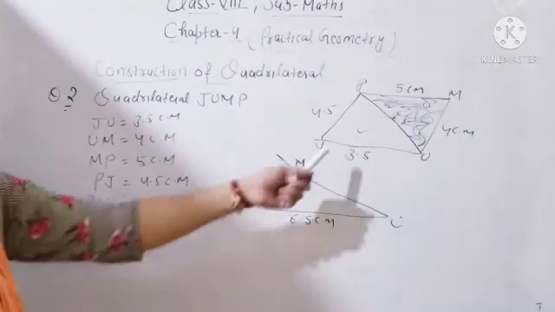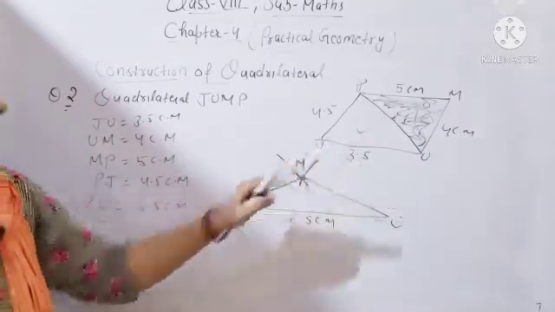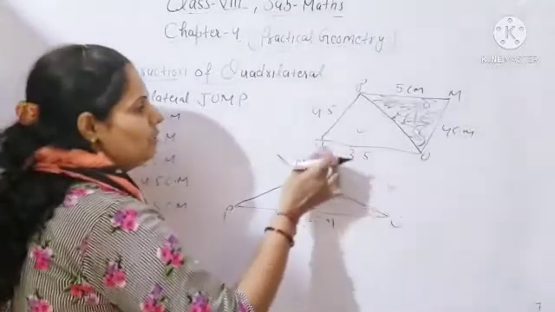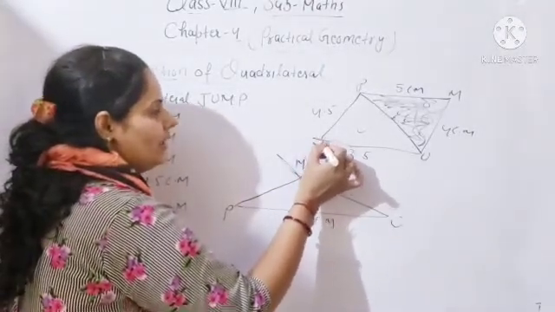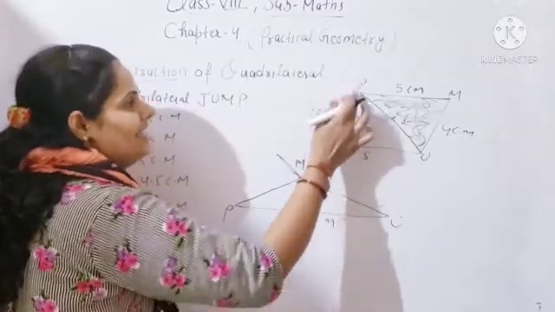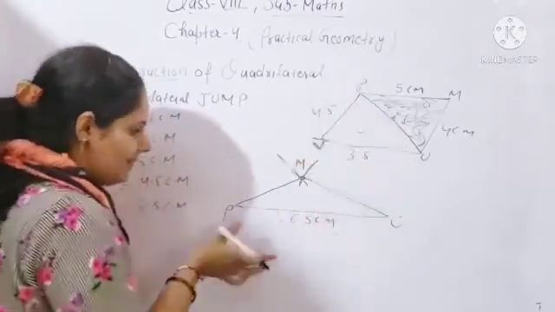Clear? Now you will do this other part also. So in this triangle, beta, PJ and UJ. So what is the intersecting point? Intersecting point is J. And what is the length of PJ? From P to J it is 4.5 centimeter.